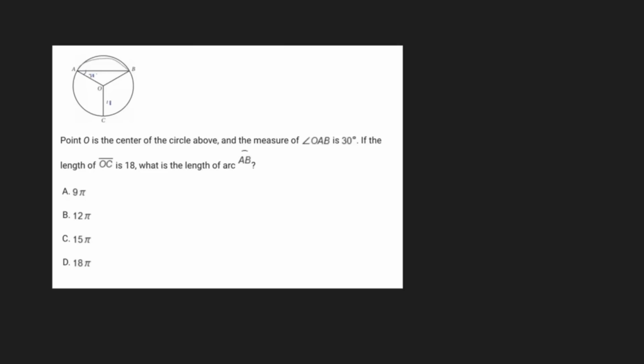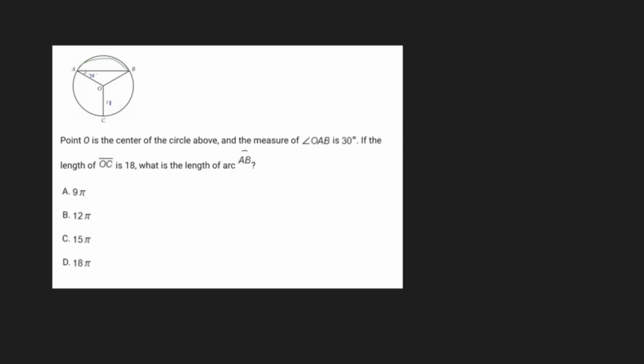Well, the first thing to note here is that OC represents the radius. Because OC goes from one point on the circle to the center, we know that the radius has a value of 18. Now the same thing happens from B to O, as well as A to O.